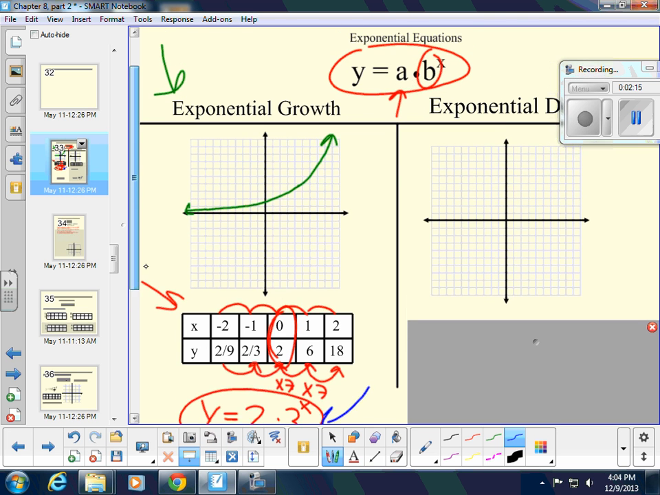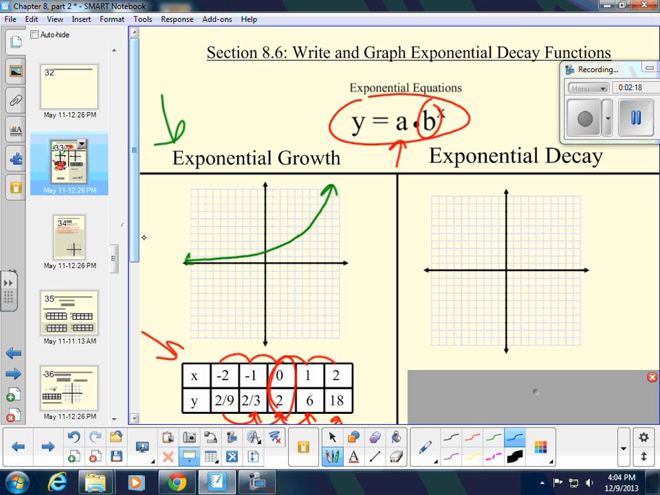Today, the new section here, 8.6, is talking about exponential decay. And obviously, if we're talking about growth, we're talking about something growing, getting larger. Decay is obviously kind of the opposite of that, going the other direction. Something that's decaying is getting smaller and smaller, or it's fading away.